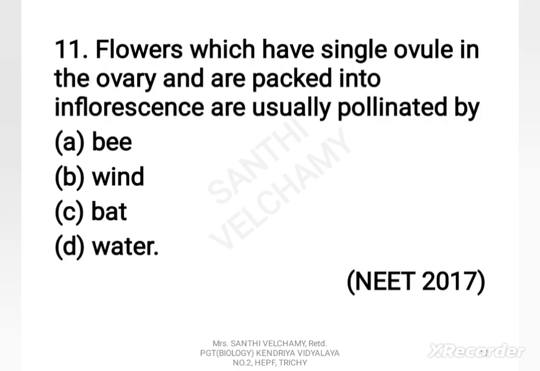Now the next question. Flowers which have a single ovule in the ovary and are packed into an inflorescence are generally pollinated by A. bee, B. wind, C. bat, D. water. Now let us see the correct answer. B is the correct answer. A single ovule in the ovary and flowers packed into an inflorescence is the characteristic feature of wind pollinating flowers.